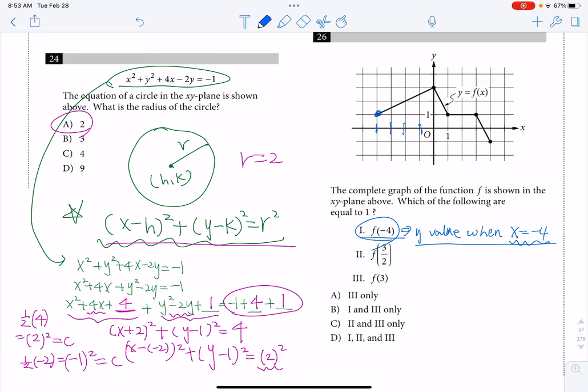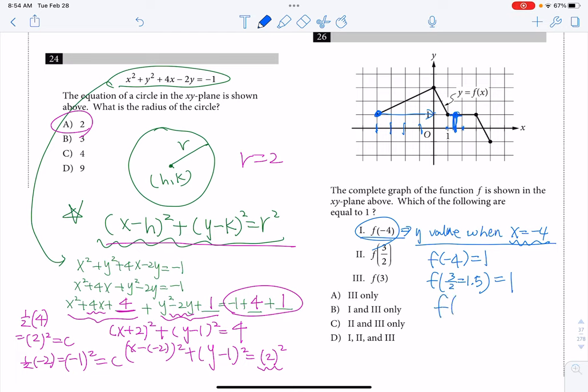Then what is the y value for the graph? It will be 1. So f of negative 4 will be 1. Then what about f of 3 over 2? As a decimal expression, that is 1.5. When x is equal to 1.5, in between 1 and 2, the graph will pass through 1. So this one also has a y value of 1.